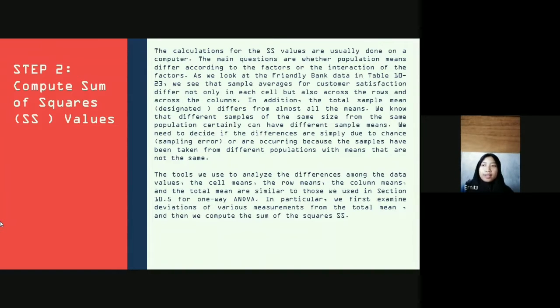We need to decide if the differences are simply due to chance sampling error or are occurring because the samples have been taken from different populations with means that are not the same. The tools we use to analyze the differences among the data values, the cell means, the row means, the column means, and the total mean are similar to those we use in section 10.5. For one-way ANOVA in particular, we first examine deviation or variance measurement from the total mean, and then we compute the sum of squares SS.